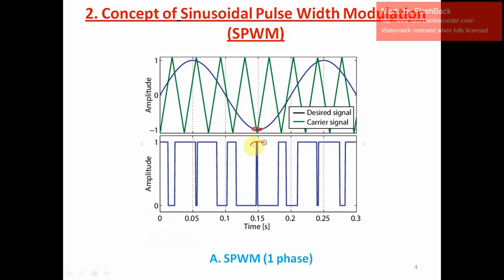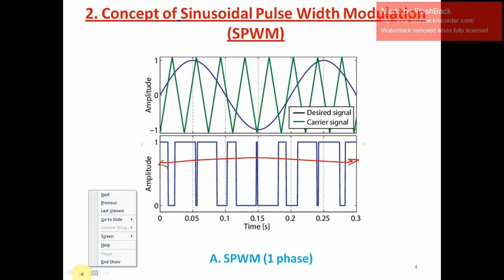Here the pulse width is very small. Here again the pulse width increases. Here again the pulse width increases. So what we are observing here is that pulse width varies. From this point to this point there are a number of pulses, and these are pulses with different pulse widths. They do not have the same pulse width.